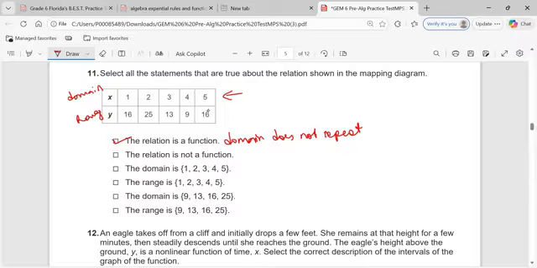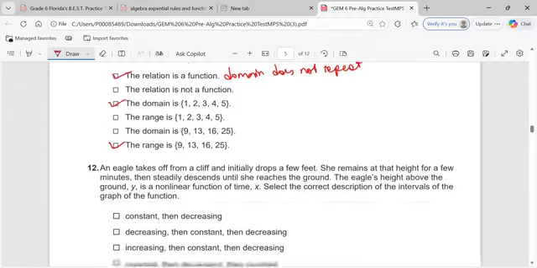The domain is 1, 2, 3, 4, 5. Yep. The range is, no, that's not the range. The domain is, nope. And the range is that. Yep. There we go. We're all good to go.